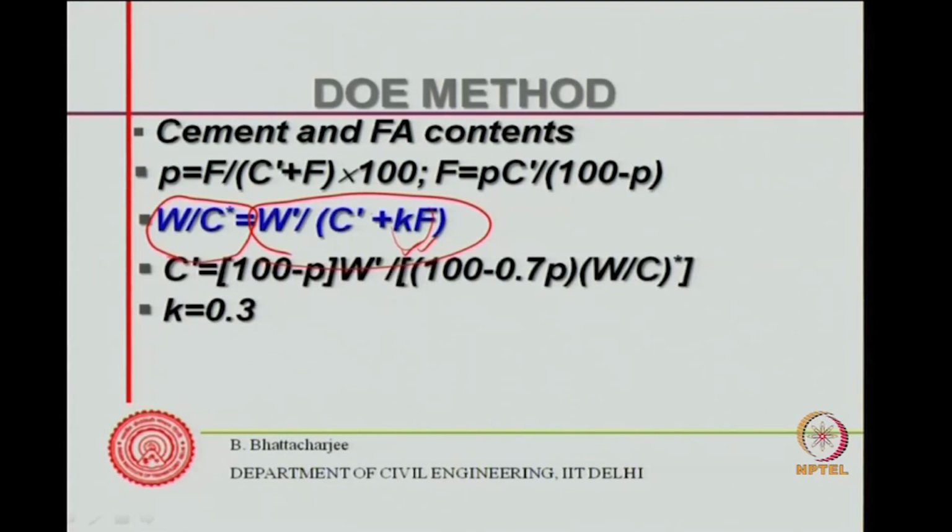Therefore, C dash can be obtained from this equation, because W by C star is known, P is known. So, combining these two equations, you can get C dash, which you can calculate, because F is equal to P C dash by 100 minus P. So, replace F here and you will get this equation, 100 minus P into W dash divided by 100 minus 0.7 P into W by C star, where K is taken as 0.3. So, take K as 0.3, C dash equation will be this.